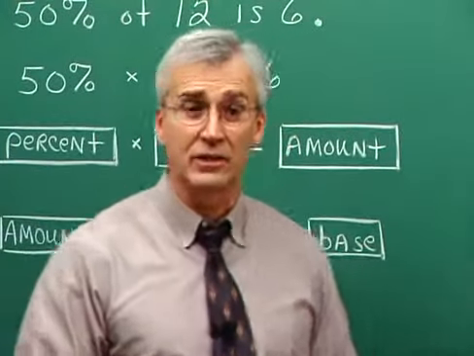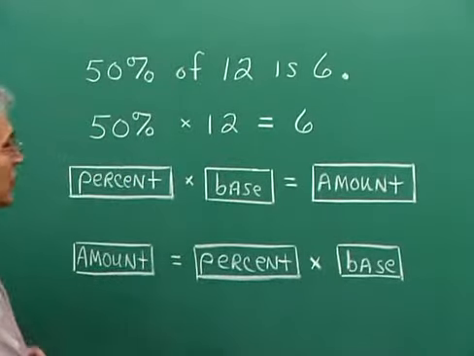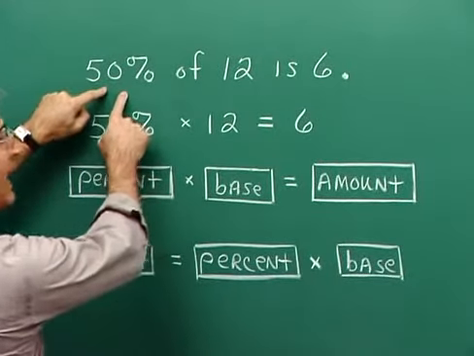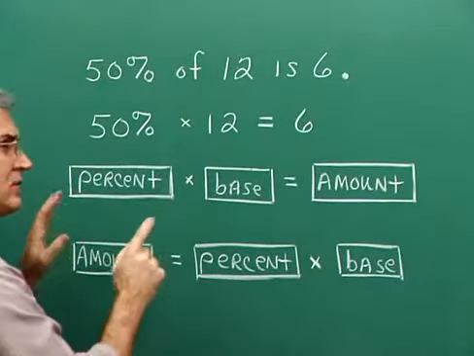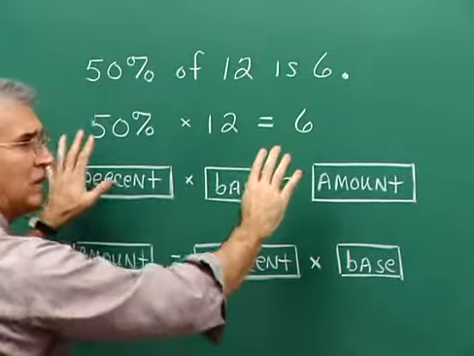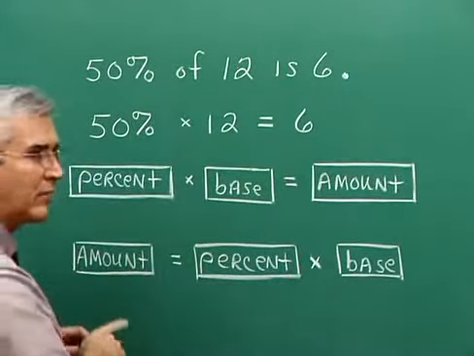Take a look at this sentence. It says 50% of 12 is 6. Now the statement is true because 50% is really just 1/2 as a fraction, and we know that half of 12 is 6. But it leads us to a classic mathematical equation, and it's one that we're going to deal with quite a bit in this chapter.